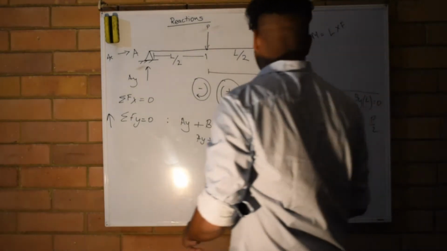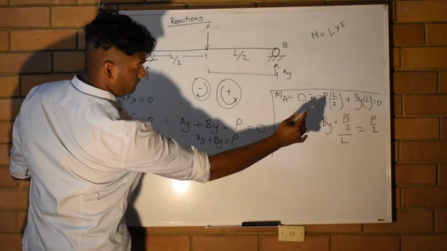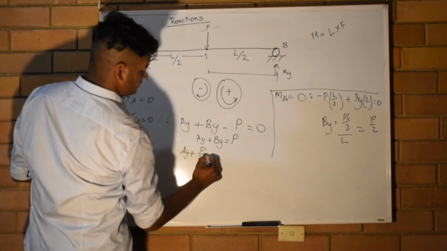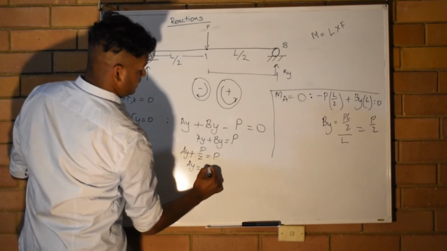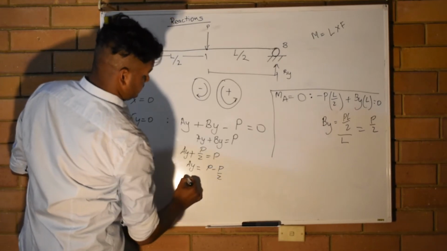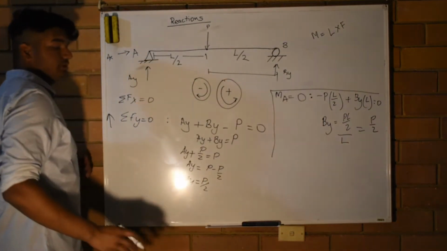Now, come back to this equation here. AY plus my P over 2 equals P. AY is just going to give me P minus P over 2, which is also equal to P over 2. Okay, hope that makes sense.